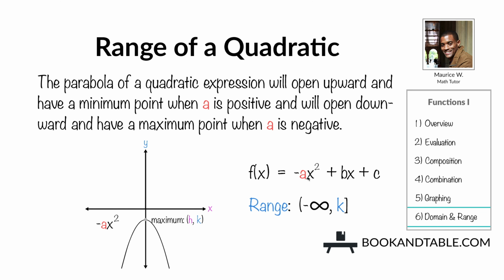If we had negative a in front of x squared, the function would flip and would be opening downward towards negative infinity of the range. So this here is a maximum, where it's the highest point of the function. And this maximum point has an x coordinate of h and a y coordinate of k. So the range is from negative infinity all the way up to k.